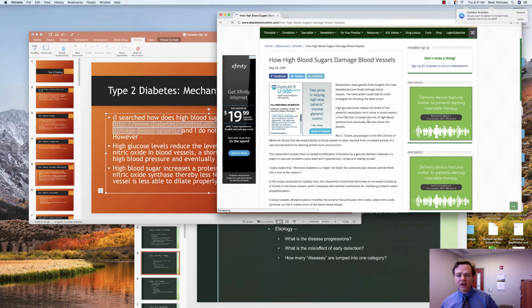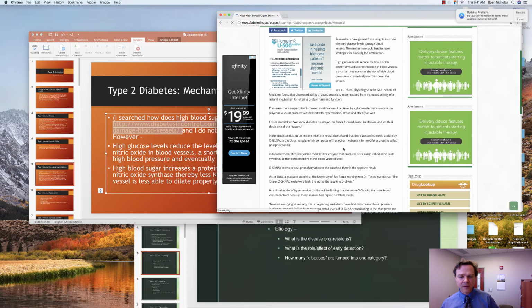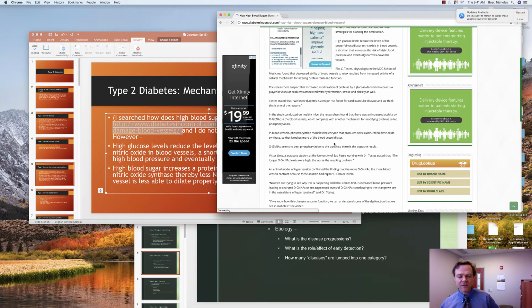There is a shortfall, and that risks or increases blood pressure, that narrows the blood vessels, and that's causing damage over time. And it describes it later here, that causes deterioration of those blood vessels.